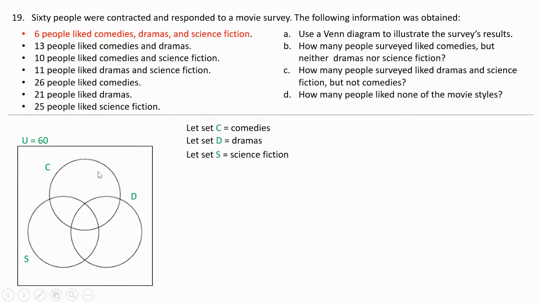Okay, here we go. So to start off, guys, we start where all three intersect. All right, there it is. So we'll start with where they all intersect. So it's going to be 6, right? So 6 goes right about there. That's 6.